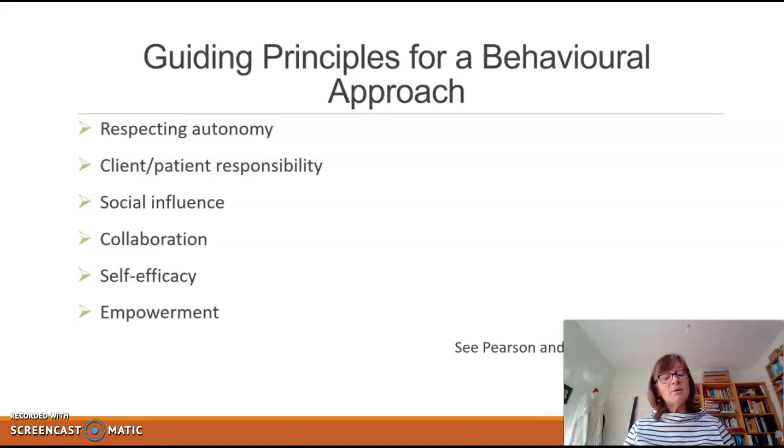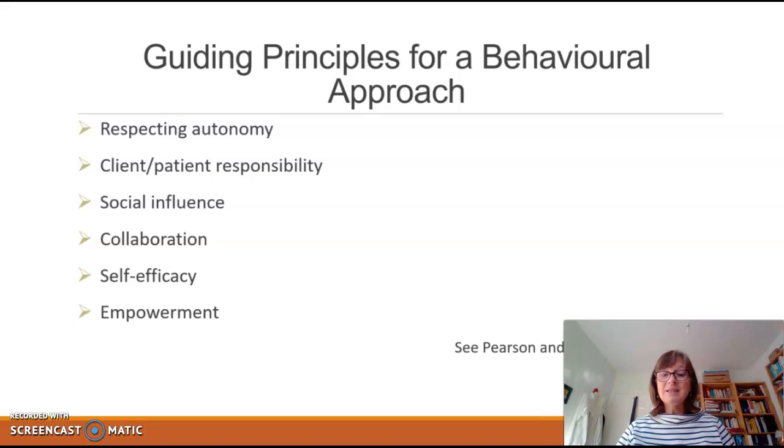Self-efficacy is about an individual having that self-belief that it is possible for them to change. And it's really good to just stop and think, what might make that difficult for someone? What might make them think that they have no possibility of making a change? Stop and have a think about that.